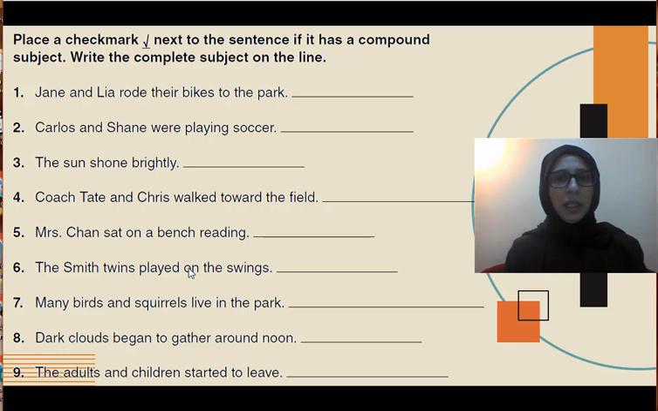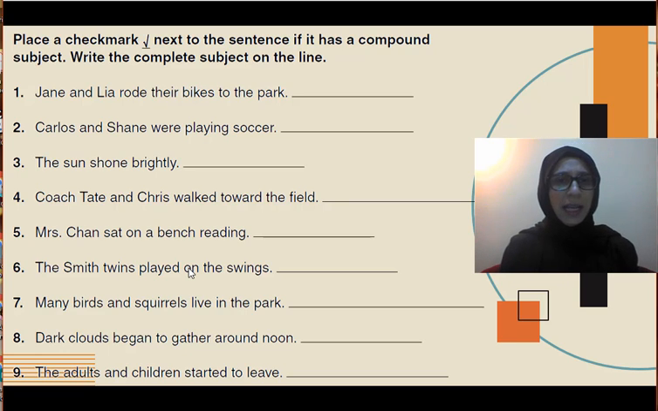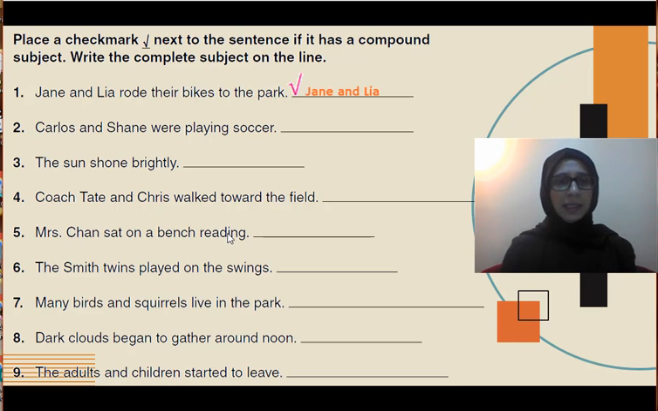Place a check mark next to the sentence if it has a compound subject. Write the complete subject on the line. Number 1, Jane and Leah rode their bikes to the park. I have Jane and I have Leah. So these are 2 people and they are linked together by the word and. So here, yes, I do have a compound subject and it is Jane and Leah.